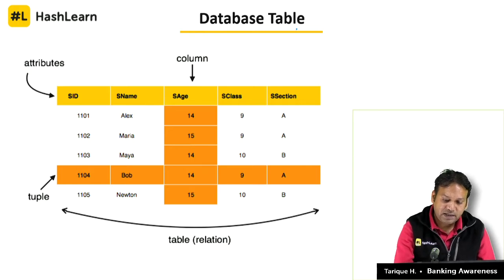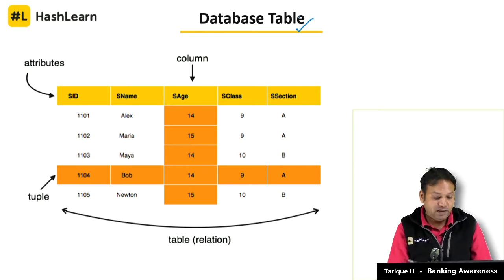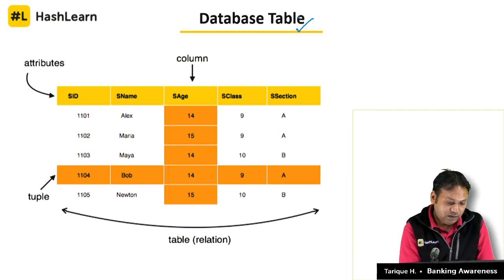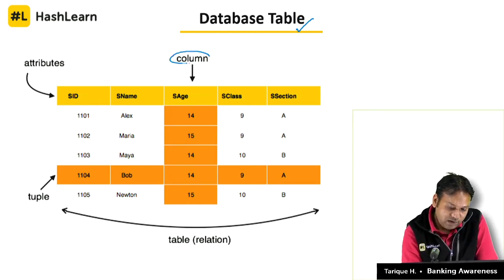So what we have to understand is the database table. So data is stored in a table, as you can see here. In this table we have columns and we have rows. Now, what are rows also called?